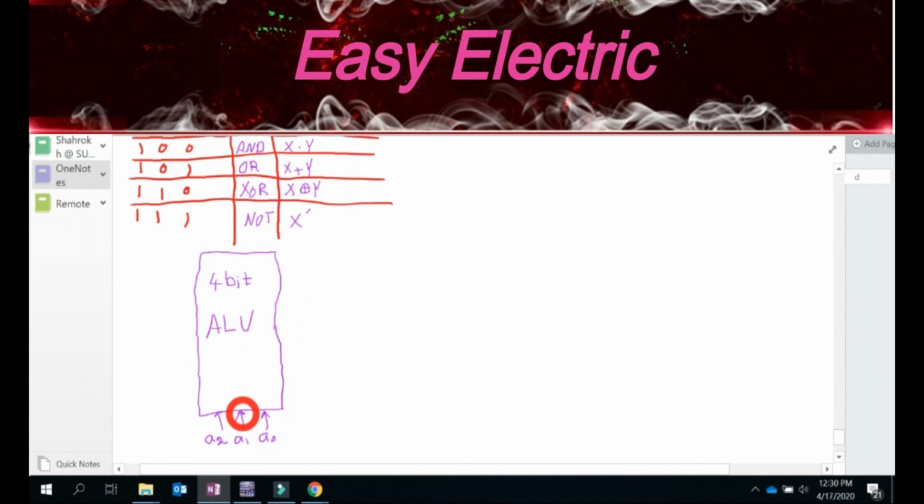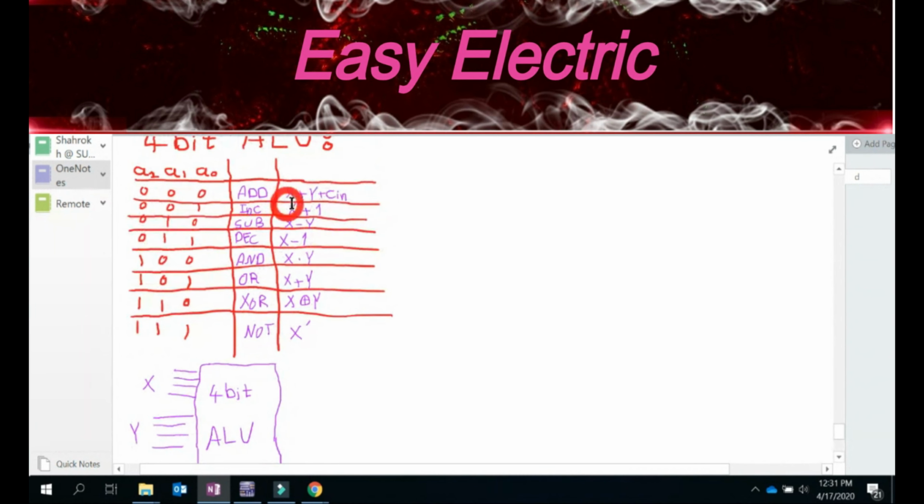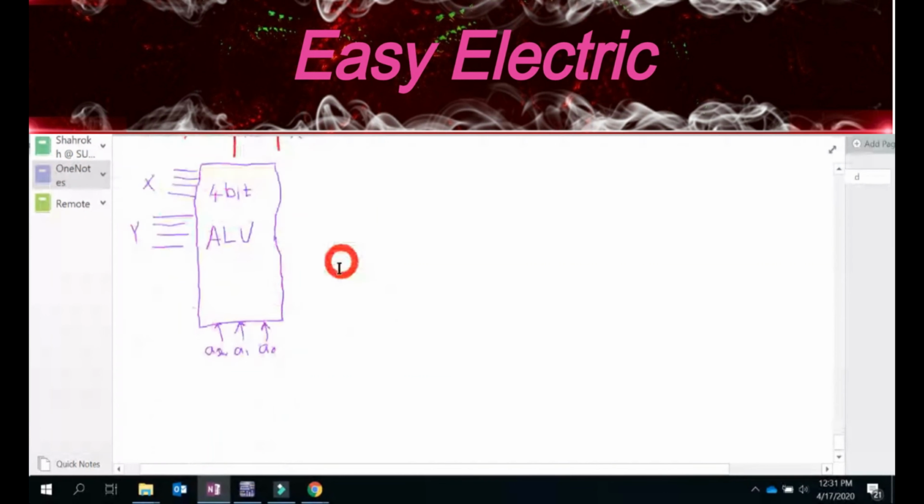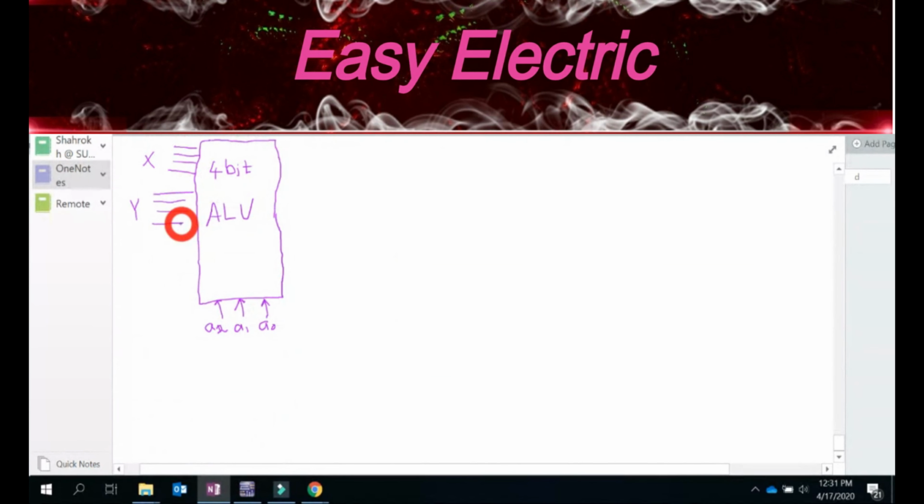Total number of inputs: we already have these 3. So what else do we need? How many inputs do we need here? Definitely I need X, which is 4 bits. Definitely I need Y, which is 4 bits. So X and Y. I need one more, because whenever this is 0, you need to be able to add with input carry, right? So that's the right answer, 9. Okay, so you have C, that's it.